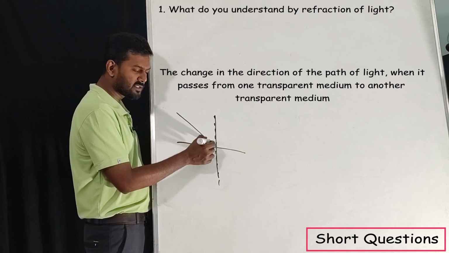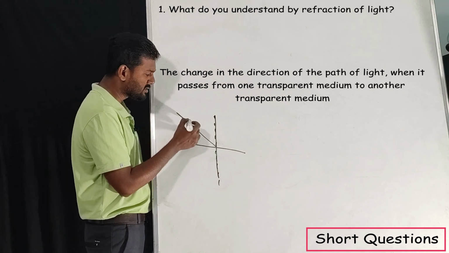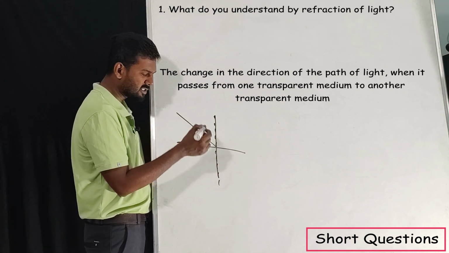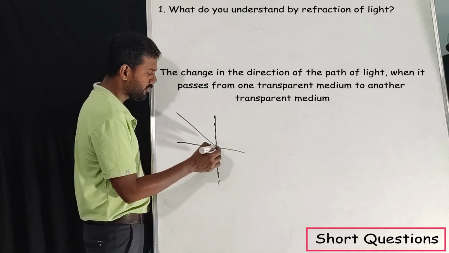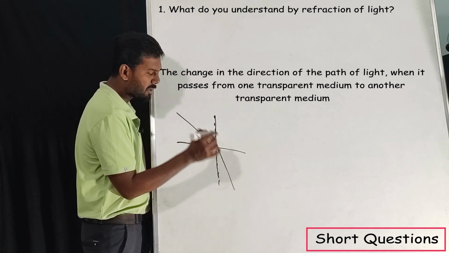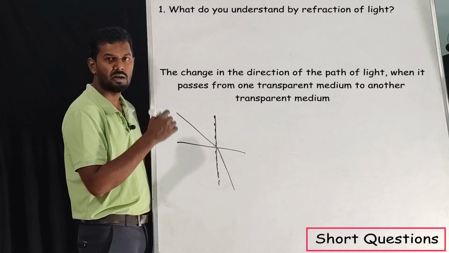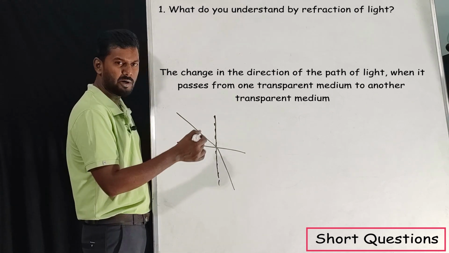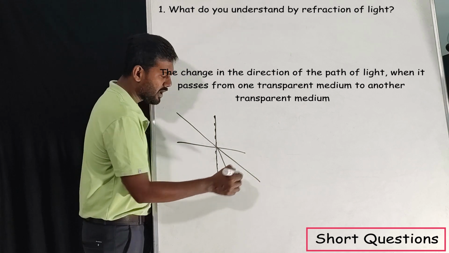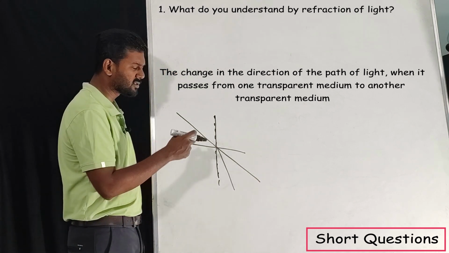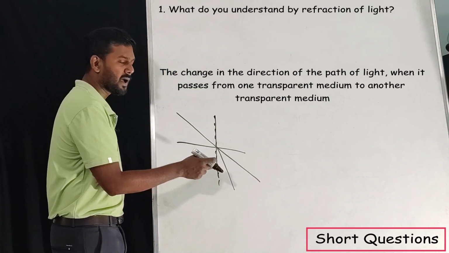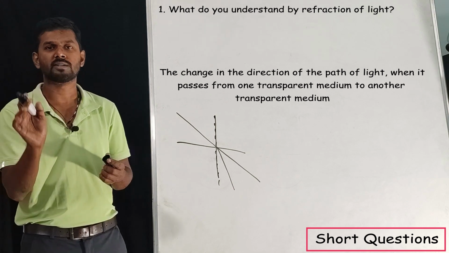When a ray of light enters from one transparent medium to another transparent medium, there will be a change in the path of light. This is nothing but refraction. If there was no medium, this light would have entered like this, correct? Now because of the medium, there is a change in path. This is nothing but refraction of light.